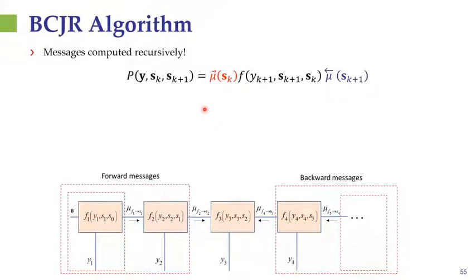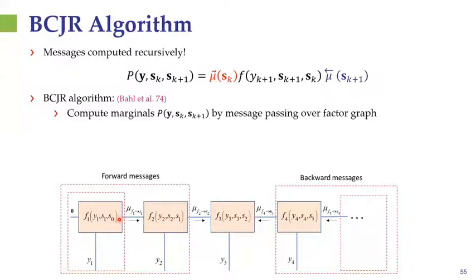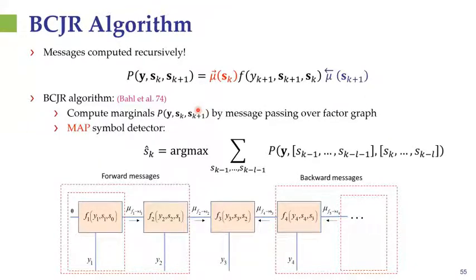Now, by computing this marginal distribution, we can implement what's called the BCJR algorithm, proposed back in '74, which first computes those marginals by message passing over the factor graph, which is what we just explained, and then uses them to compute the maximum a posteriori probability by simply doing maximization with respect to the specific symbol which we are interested in.